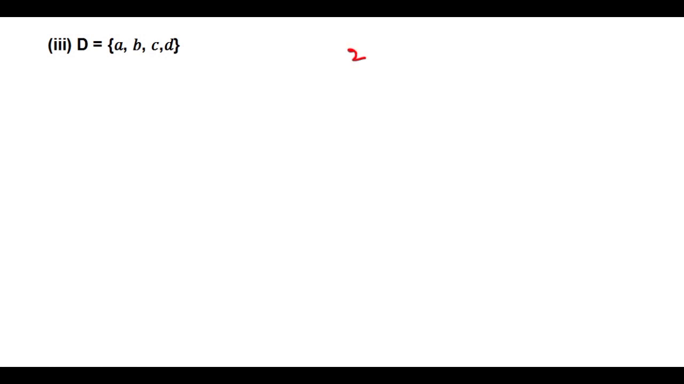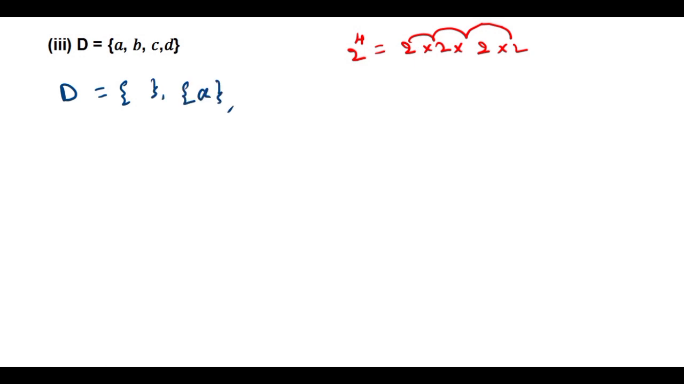2 power 4 means 2 into 2 into 2 into 2. 2 2s are 4, 4 2s are 8, 8 2s are 16. So as usual, first we write D equal null set. After this, individually write, that means one element we take first: A, B, C, D.